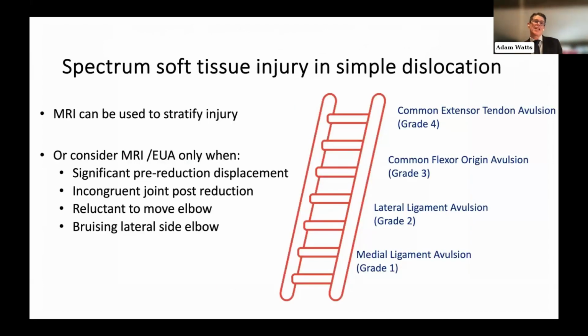So the key take-home message from my talk tonight is that simple dislocations are not all the same. Posteromedial dislocations are more likely to have instability than posterolateral. And the posterolateral, the most common injuries, have different grades of soft tissue injury. So you have a choice. You can either do an MRI scan or an EUA for everybody, which is what I do, and then try and work out from that which ones might need surgery.